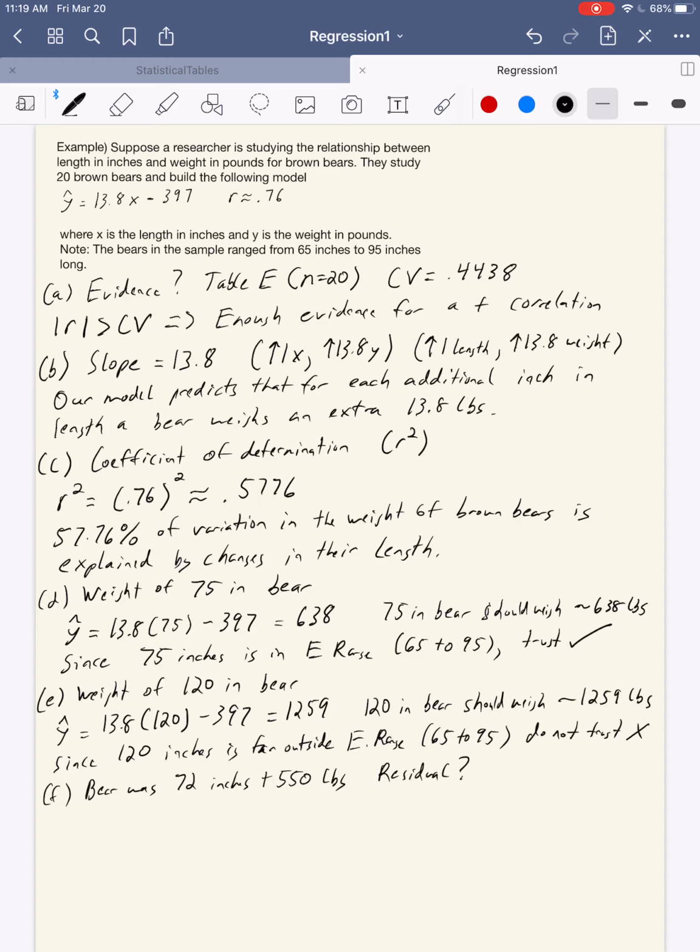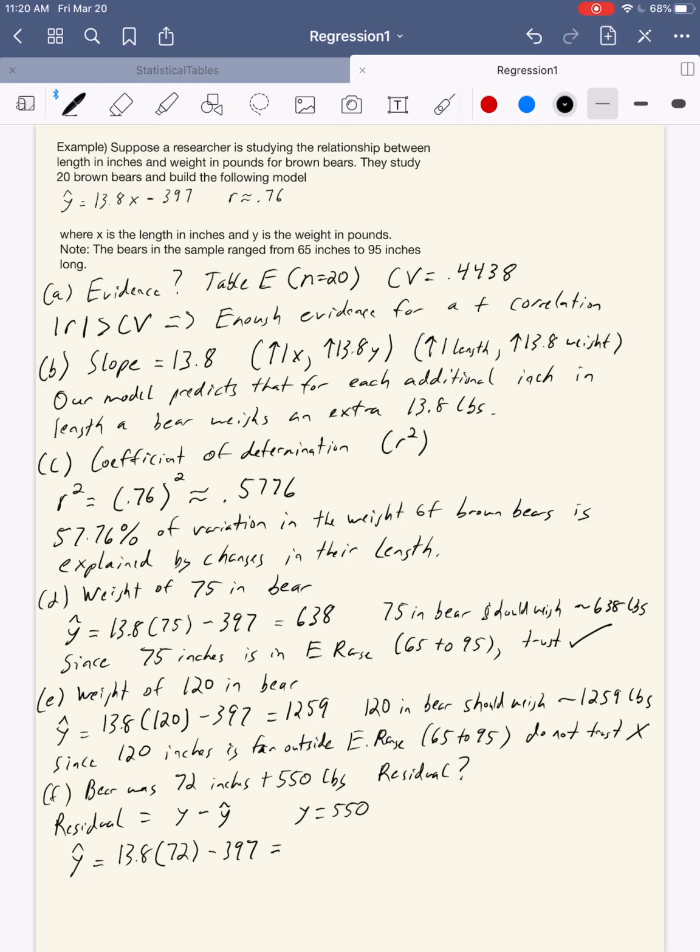Okay, so to get its residual, remember that the residual is the y minus the predicted y. Now, we know the actual y value, right? We know that its actual weight was 550, so we know y is 550. So what we need to know is its predicted weight. Well, how do we find a prediction? We always go ahead and use our model. We get our predicted by doing 13.8 times x. So what is our x value here? It's going to be the explanatory, so 72. So we'll pop in our 72 there, minus 397.